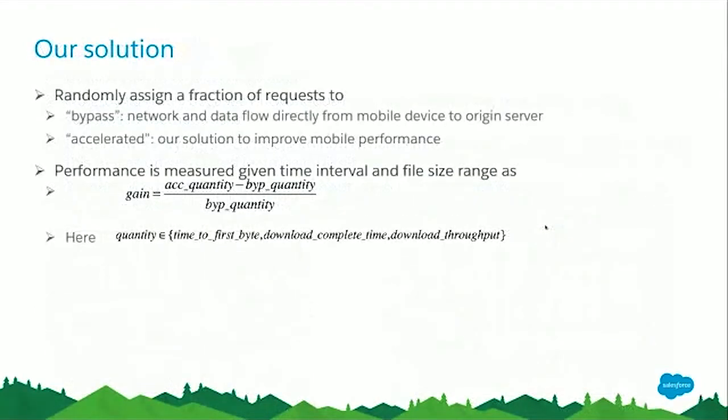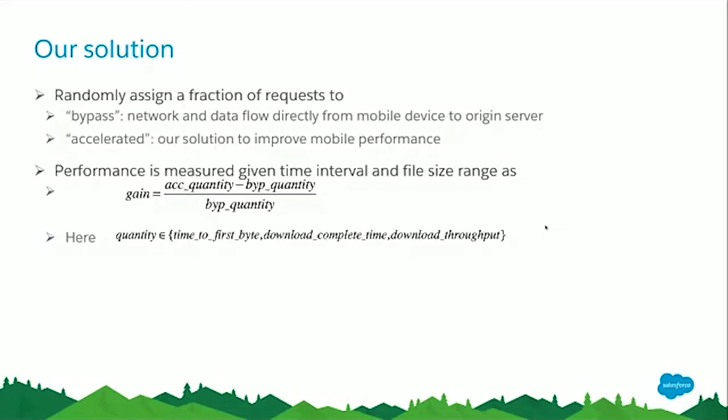So I'll go over some design details which we introduced in order to design our final solution. We tried to overcome the no ground truth challenge by randomly assigning a fraction of requests at every given point in time to bypass or control. So bypass traffic of the network and the data flow directly from the phone to the origin server. This is what the download would have been if we did not introduce our layer of accelerator servers in the middle. And the other fraction is assigned to accelerated servers. So this is our solution to improve mobile performance.